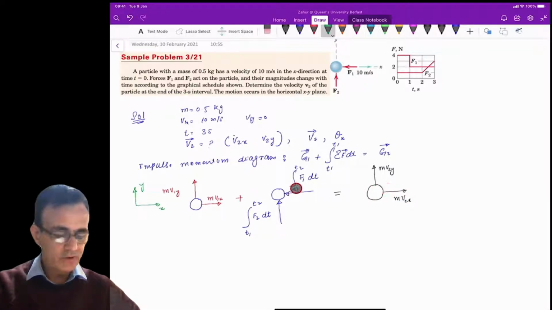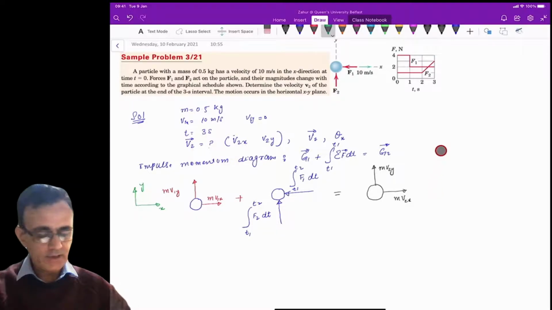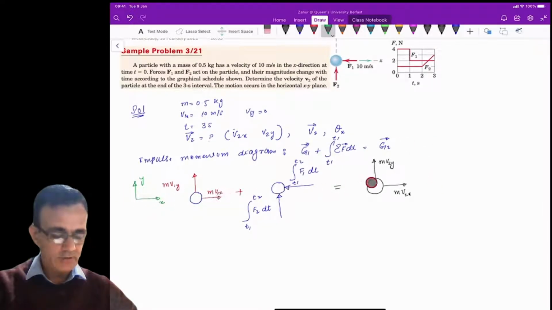So if we get, from the calculation, v2x negative, this means that the assumed direction was wrong, and it should be the other way around. And if we get a positive answer, this means that the assumed direction was correct. Okay, so now from this diagram, we can write two equations, one in the x direction and one in the y direction.